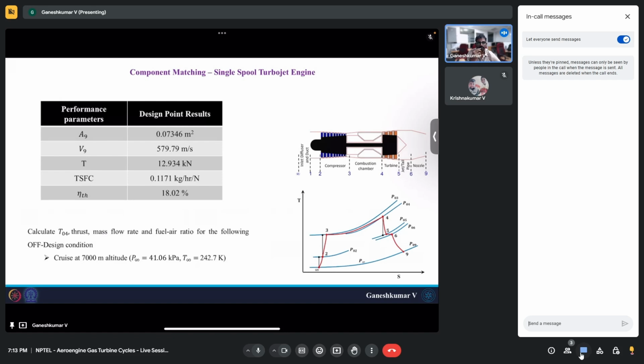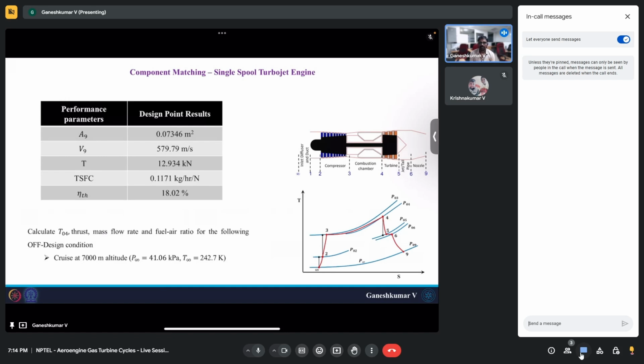So what is going to be your turbine entry temperature, mass flow rate, thrust, and fuel air ratio is what you have to find. The mass flow rate also changes because your altitude has changed, and at 7,000 meters altitude we have P infinity and T infinity, which is already given. Now this is an off design condition because we haven't designed for this particular case. That's why we call it off design condition, and we need to find out what is the turbine entry temperature and what is the corresponding thrust that we are producing.